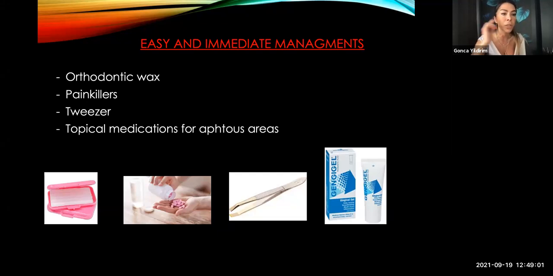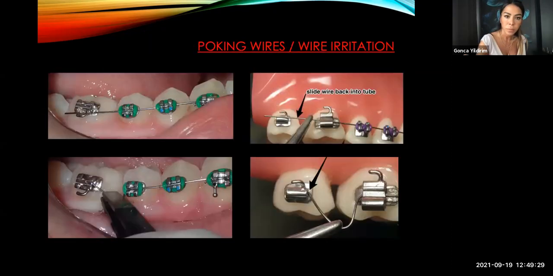Easy and immediate management: you can tell your patients that orthodontic wax is used. Painkillers are the main helpers for the pain. In pandemic situations, the patients couldn't come to our clinic. That's why I always recommend tweezers for the poking wires, and I'm going to show how. And topical medications for aphthous areas, like Gengigel or Aftadur gels, for topical pain.